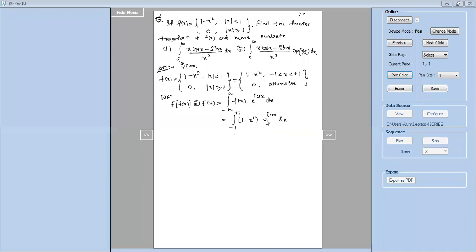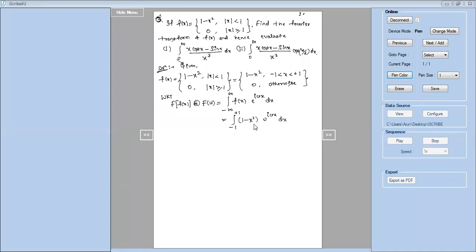Now if I integrate this right hand side, we get the Fourier transformation. But how to integrate this RHS? See here, you have a product function, 1 minus x square into e power iux. So once you have a product, you can integrate this by using integration by parts or Bernoulli's rule.